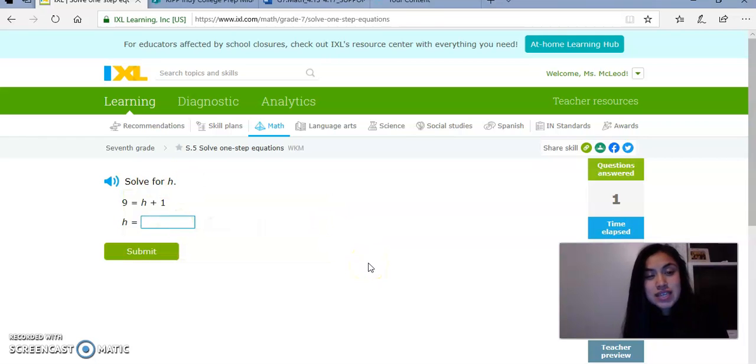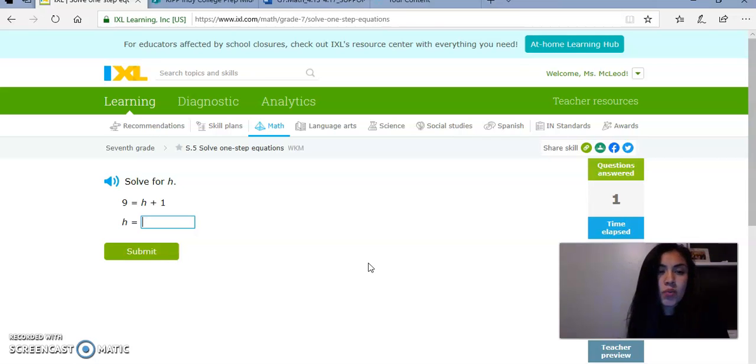Next, I have 9 equals h plus 1. You notice how this one's flipped? Don't let it freak you out. Same properties, same inverse operation. So I have h plus 1. And so I need to ask myself, what is the inverse of addition? And the inverse of addition is subtraction. So I'm going to subtract 1 to both sides because I want to leave h by itself.